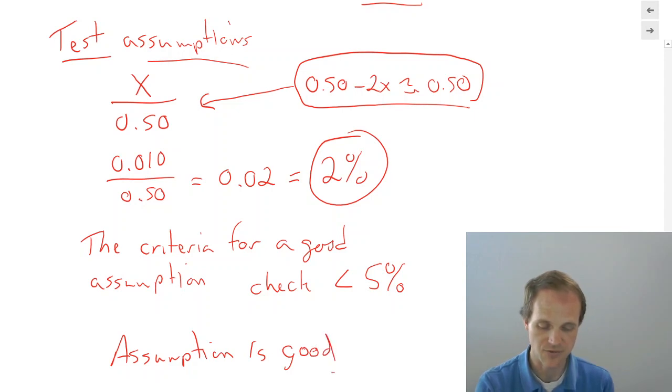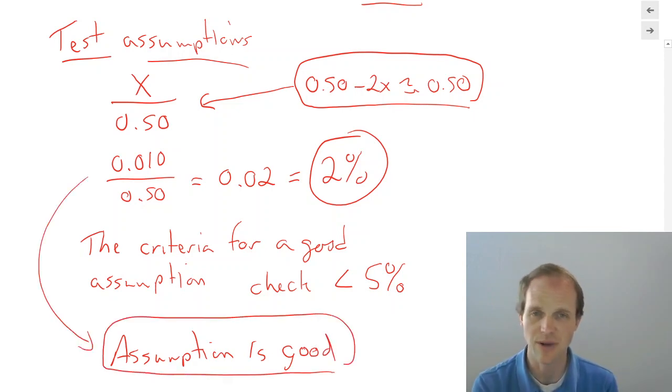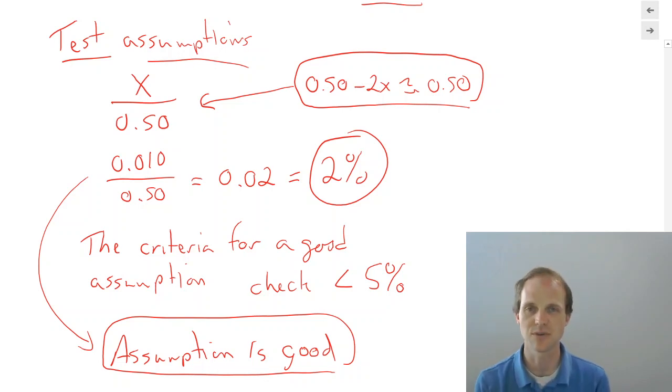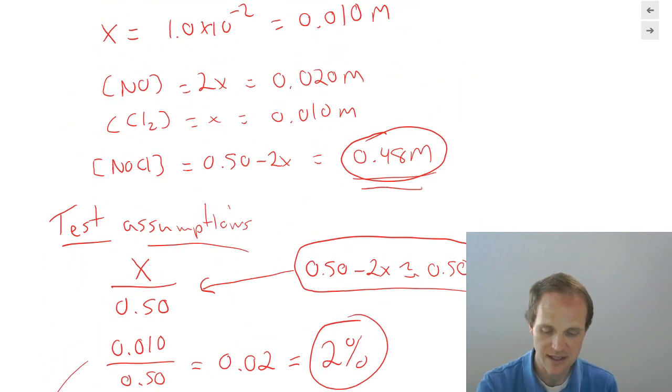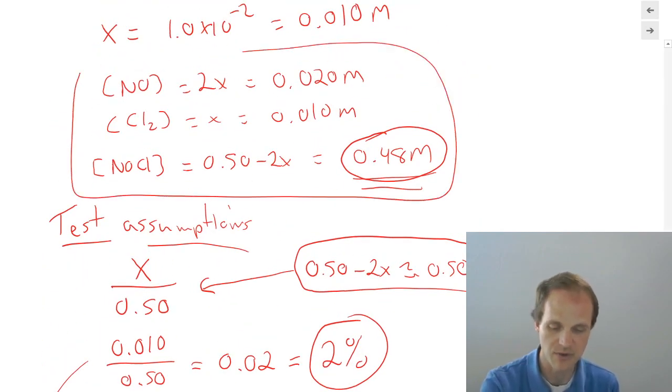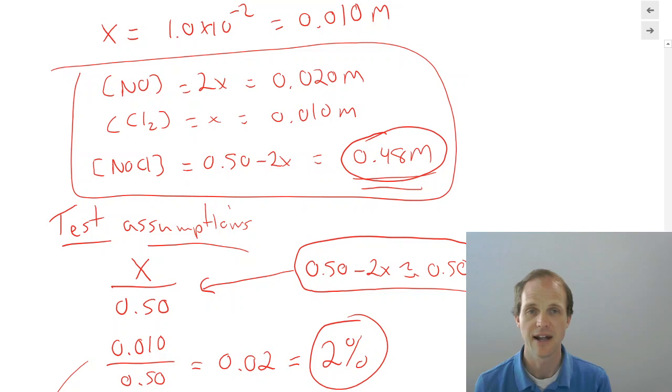And it never hurts to actually write that down, right? After you do that little check, write down the assumption is good, and that way I really know that you understand what you were doing in checking that assumption. Okay, or the assumption is no good, and we'll figure out what to do in that case in just a moment. So now that we know our assumption is good, we can actually go back and say, hey, these are our equilibrium concentrations after we allow this thing to come to equilibrium, and it's good enough.